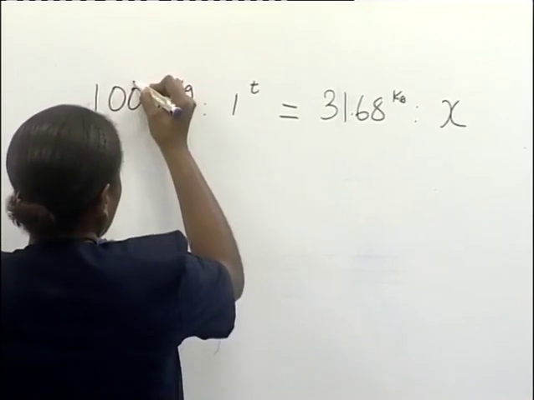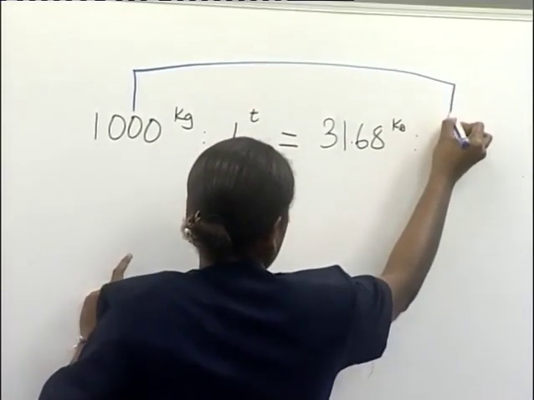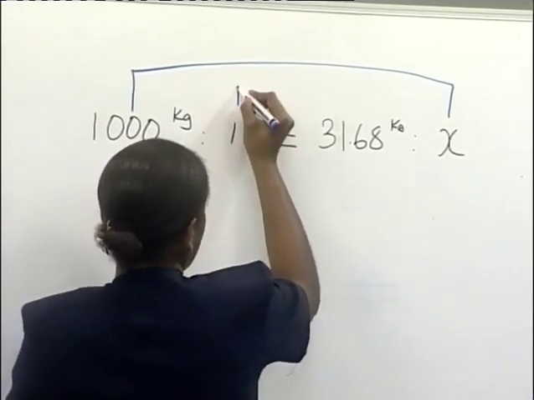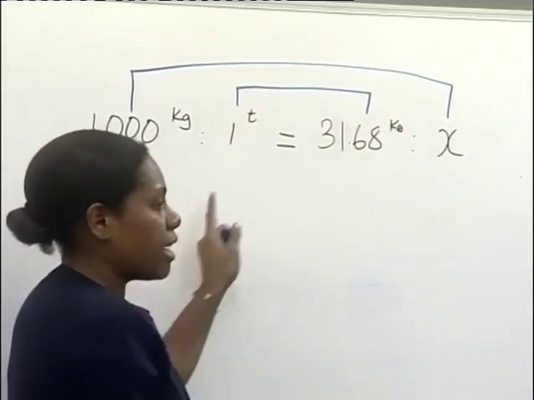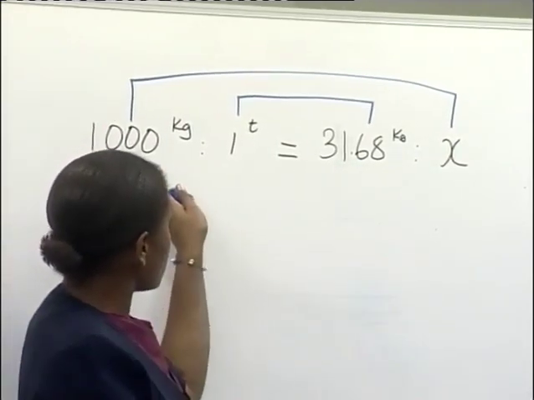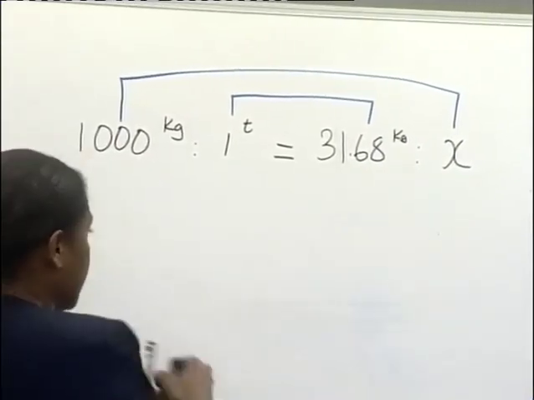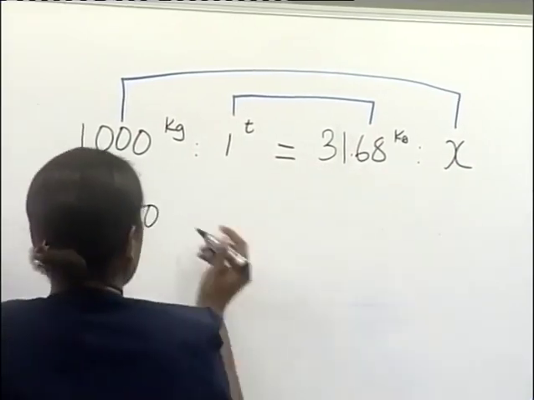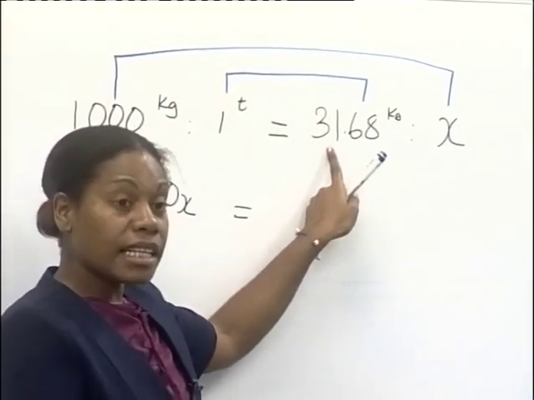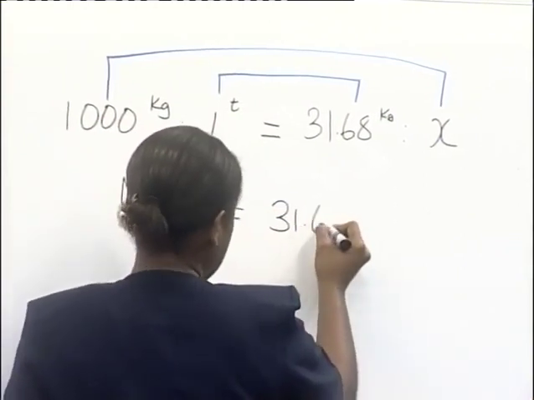We're going to get the multiple of the exterior, this is the exterior, the outside, and the multiples of the interior. Exterior and interior, okay? So 1,000 with this one is 1,000 X, yes? 1,000 times this is 1,000 X equals this one, 31.68 times this is 31.68.